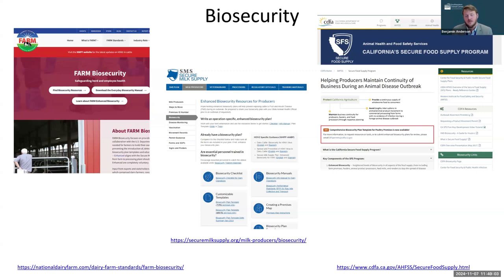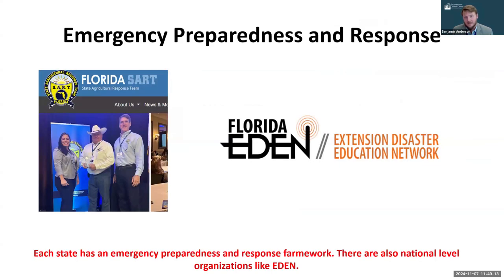California has a really good repository of resources, so I listed that here, but there are some other states that have state agencies that are also providing biosecurity templates and checklists. And then coming to the end here, emergency preparedness and response.